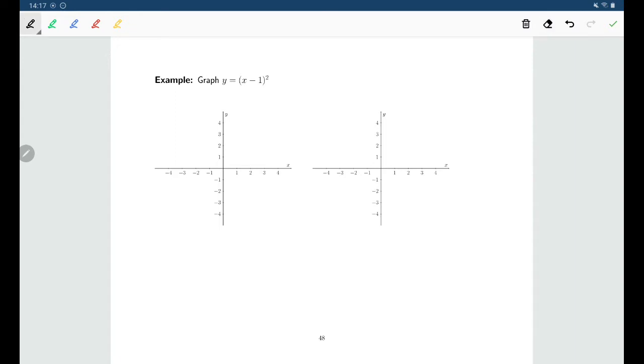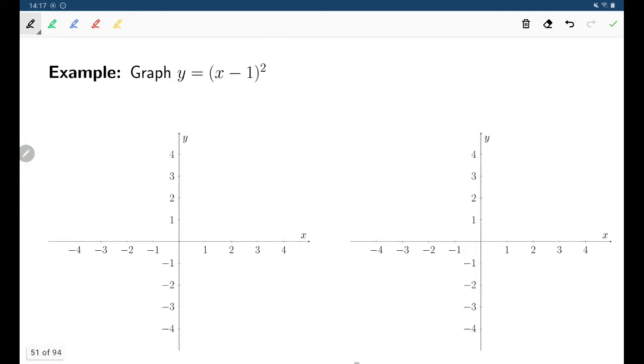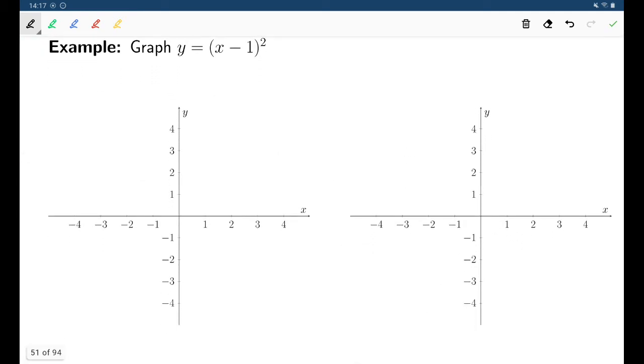So I'm going to begin the same way that I always do, starting by graphing my basic shape. In this case, the parabola y equals x squared. Plotting my points and labeling them. There we go. And then, of course, labeling my graph itself.